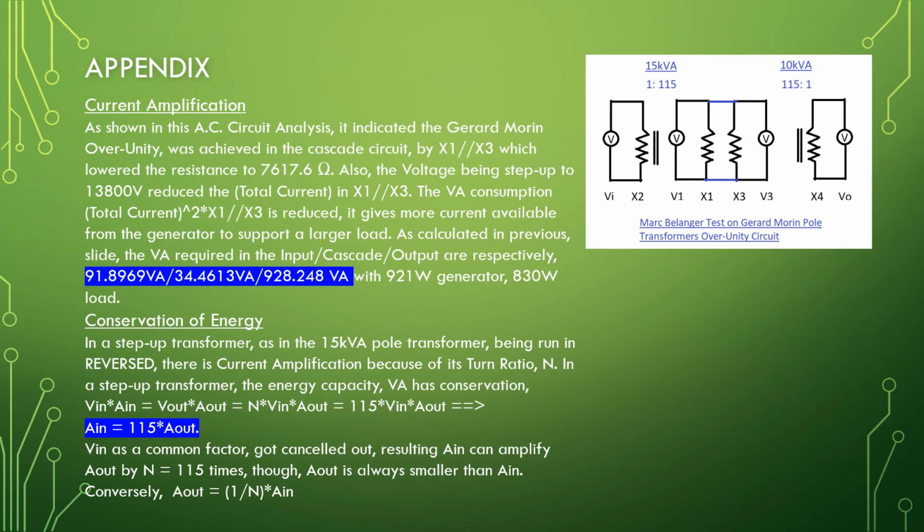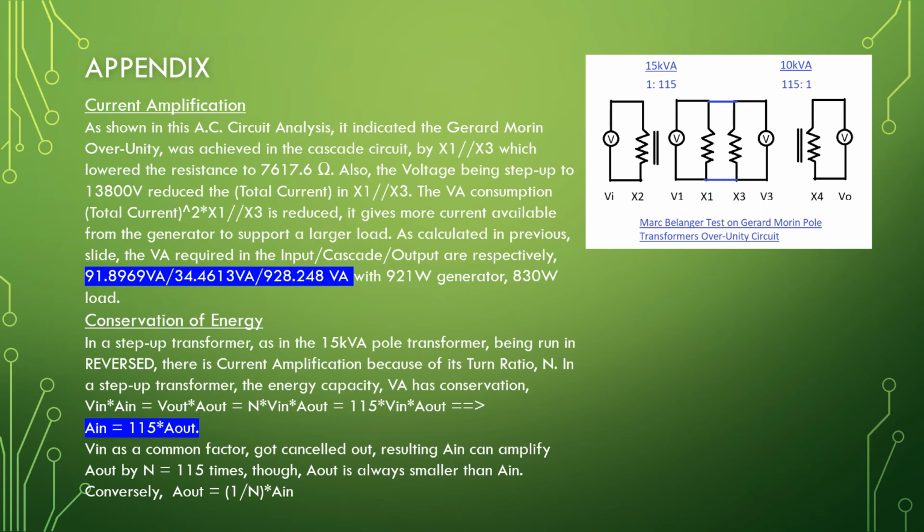Conservation of energy. In a step-up transformer, as in the 15 kVA pole transformer being run in reverse, there is current amplification because of its turn ratio N. In a step-up transformer, the energy capacity VA has conservation. V in times A in equals V out times A out equals N times V in times A out equals 115 times V in times A out.